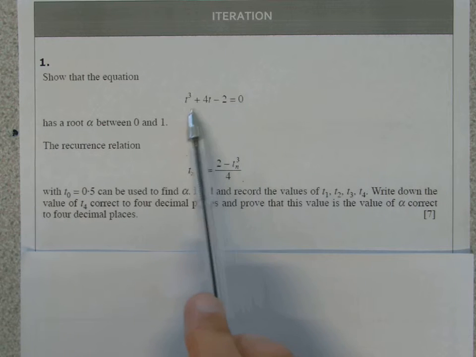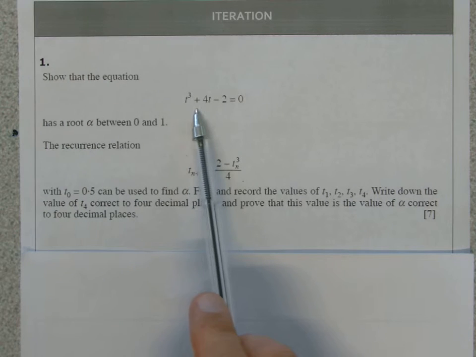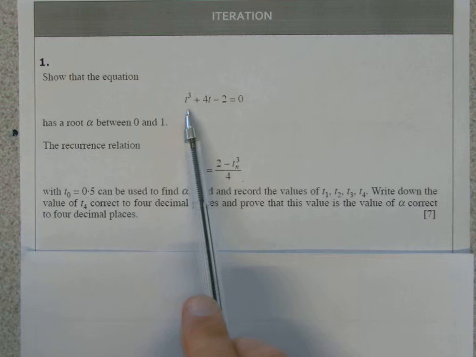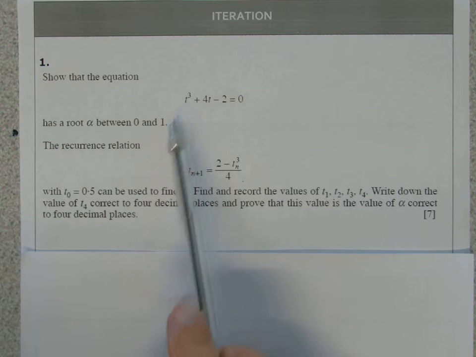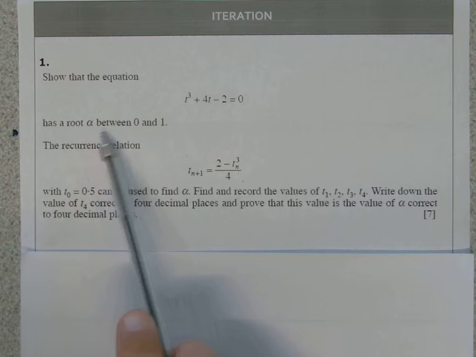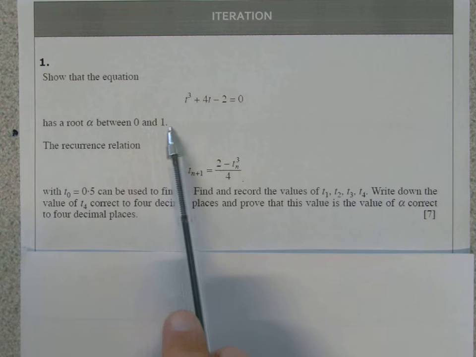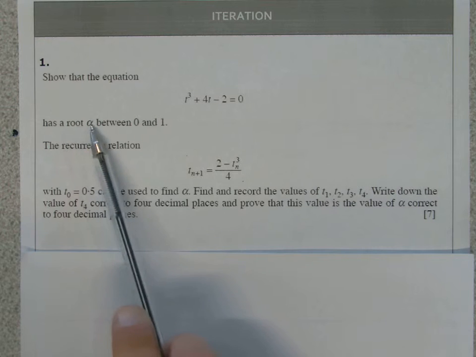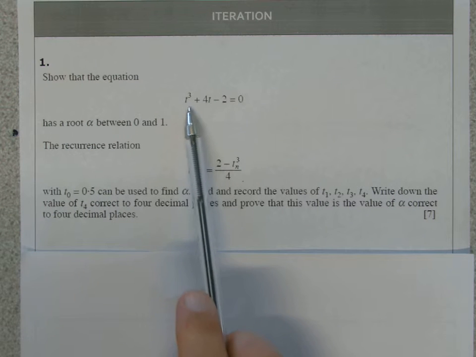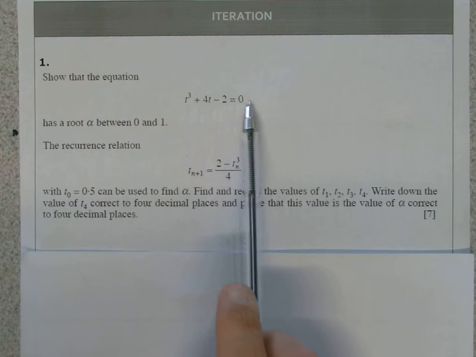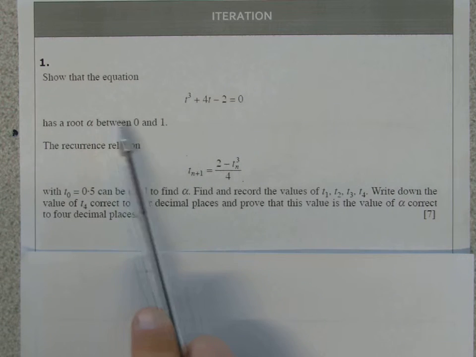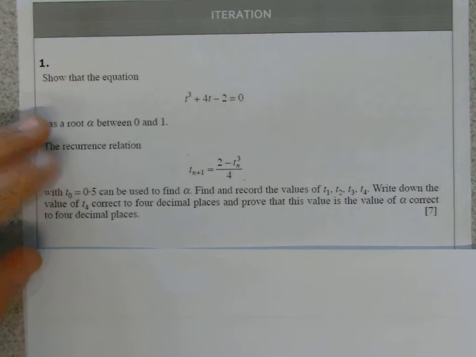Now often you can't find a value, because the value is an irrational number that goes on forever and ever. So you can't actually find the value, but you can find it to a certain amount of decimal places. But here they're saying that this root lies between 0 and 1. So they called it root alpha. When they say root alpha, what they're talking about is the value of t that makes this 0. And they want you to show that it lies between 0 and 1.